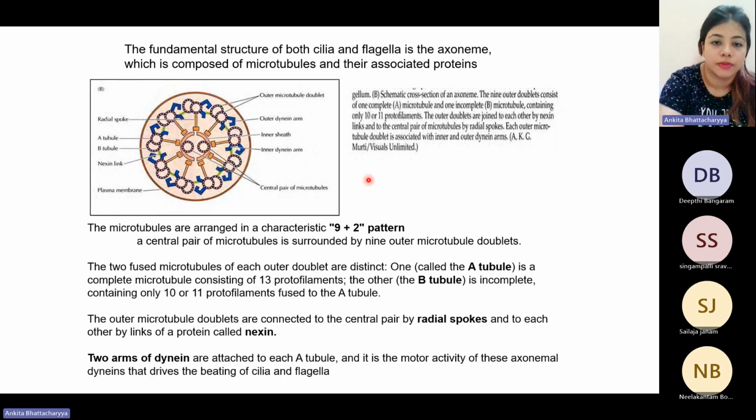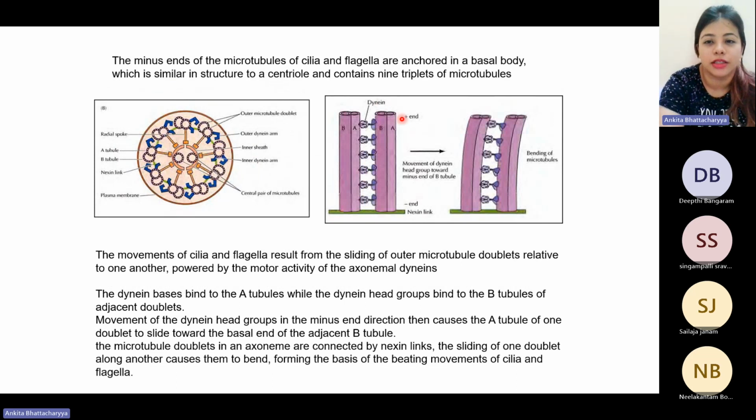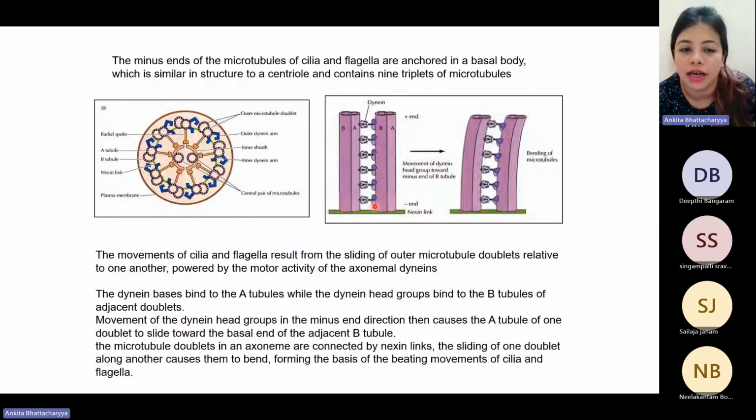So this is what you see here. Again, too much information, but just if you're interested, what you're seeing here is that within the cilia and flagella, the minus ends are anchored in a basal body, and it is similar to a centriole. It has 9 triplets of microtubules. What happens is that the outer microtubule doublets slide along one another, and that is mediated by dyneins.